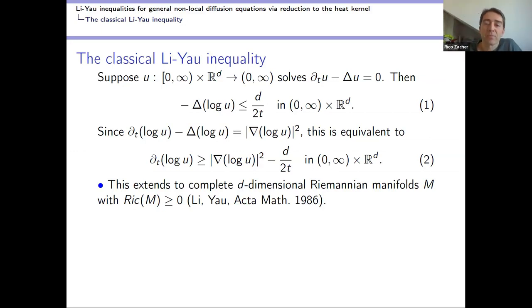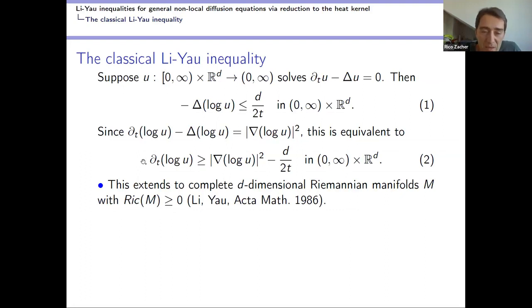You can reformulate this inequality as follows by using the equation for the logarithm of u. If u solves the heat equation, then you can also write down an equation for the logarithm of u, which is this one: d_t log u minus the Laplacian of log u is equal to this gradient term. By looking at the logarithm of u, we transform the linear PDE into a nonlinear one. Using this identity, we can replace this term by the inequality, and you end up with this equivalent formulation of 1.